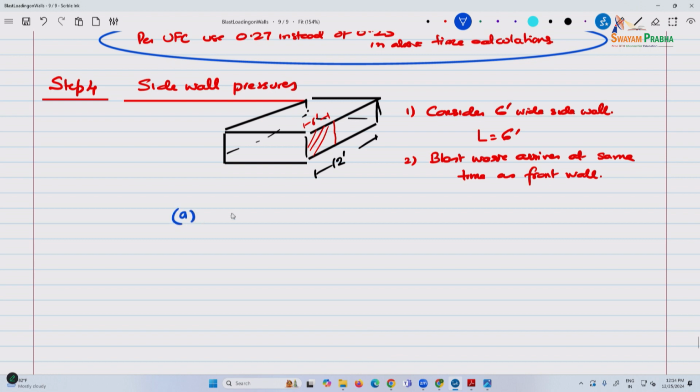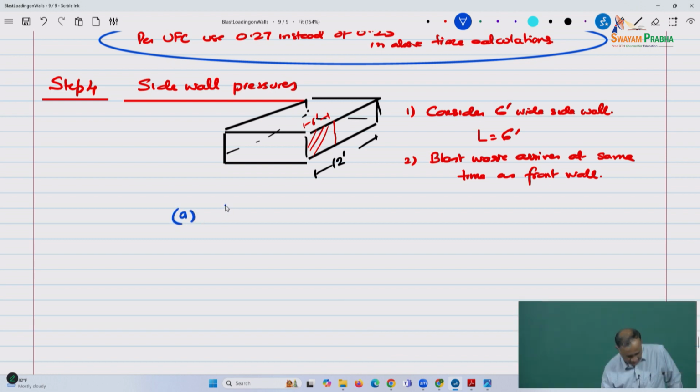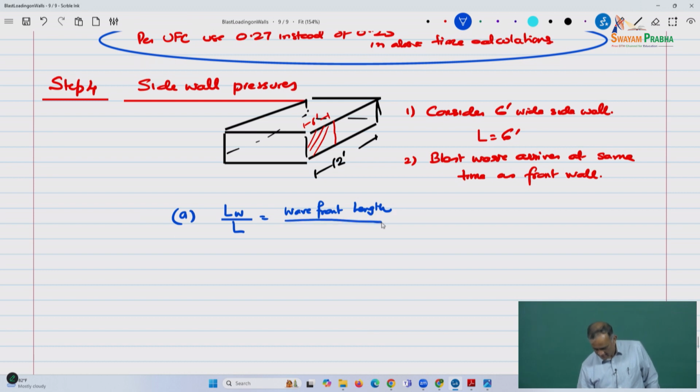So first part is we calculate the CE, LWF by L, basically the wavefront length. That's a better way to call this rather than the blast wavelength, wavefront length, divided by the wall length. So we said this is L1. And so here it is 23.7 divided by 6.